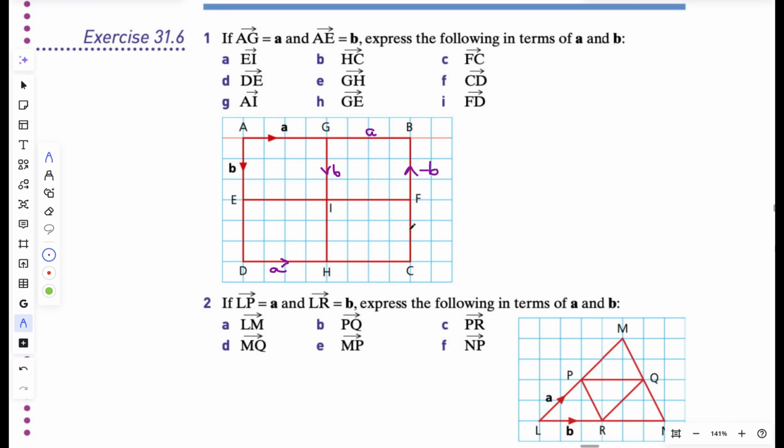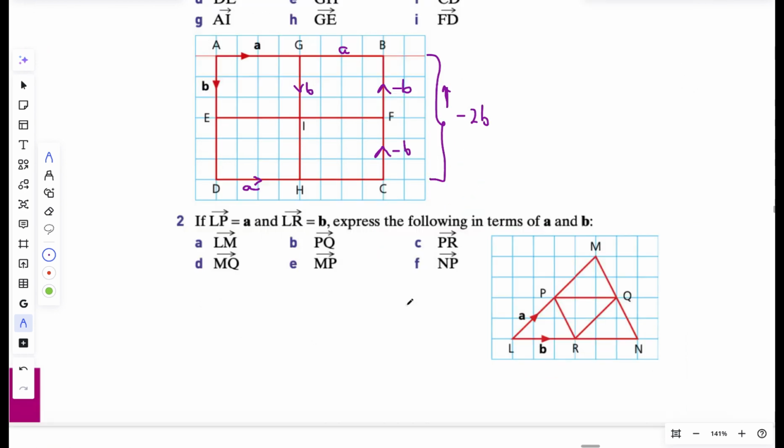Similarly, if we are moving this way, up against the original direction, it will become minus B as well. But if we want the whole from C all the way to B, it will be minus 2B. If you're going up against this, it's minus 2B. Is that okay? So these are vector geometry.